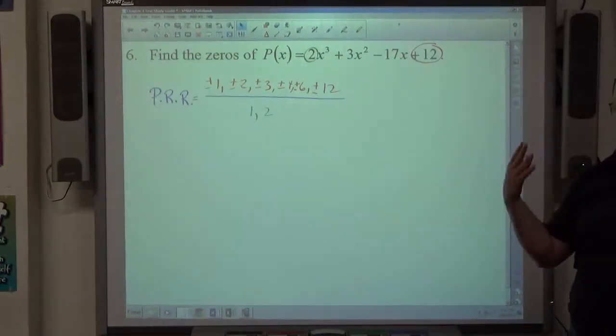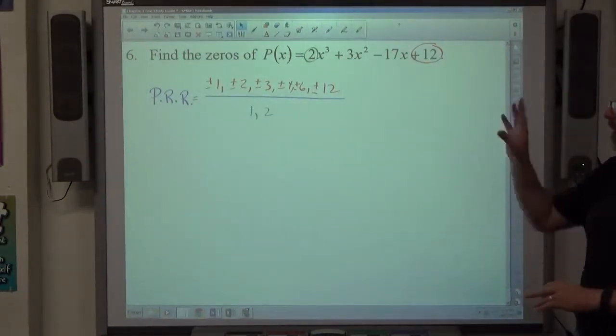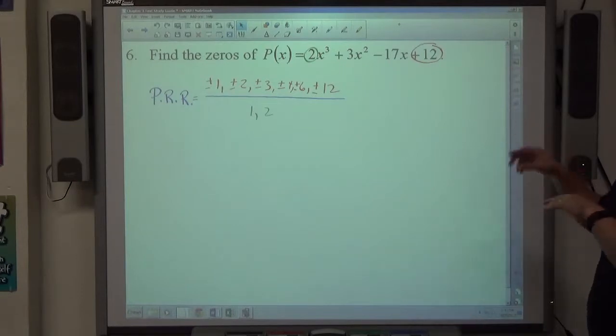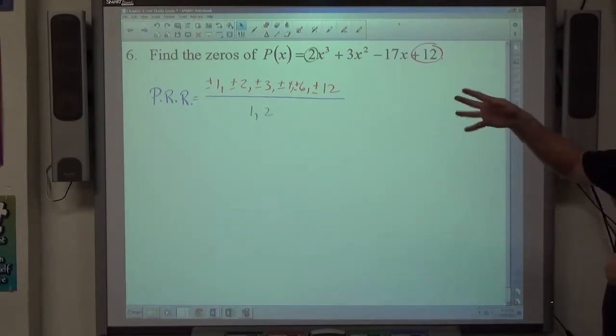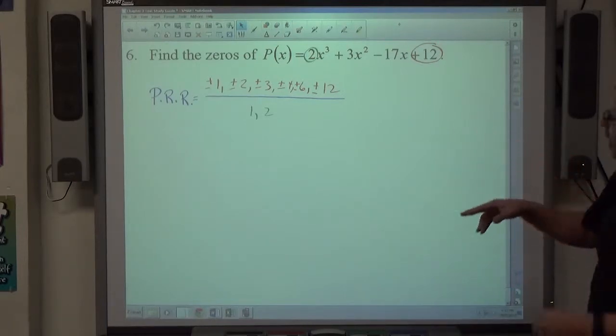I could make a more detailed list. If I was actually asked the question, find all the possible rational roots, I'd want to actually write it all out nicely, like 1, 2, 3, 4, 6, 12, and then 1 over 2, 2 over 2 is already there, 3 over 2, and so on. So make a list like that.